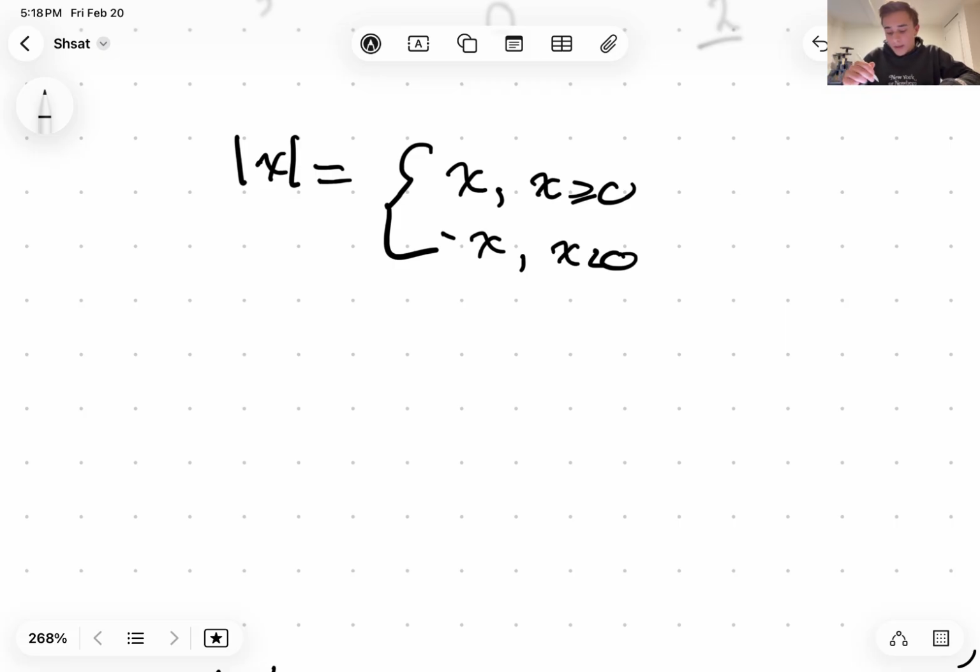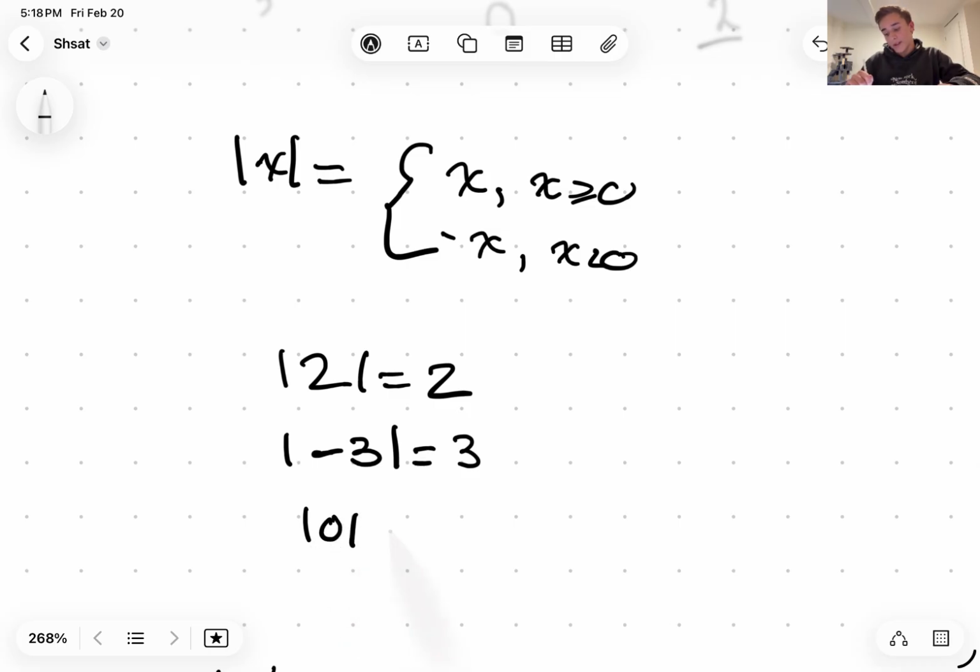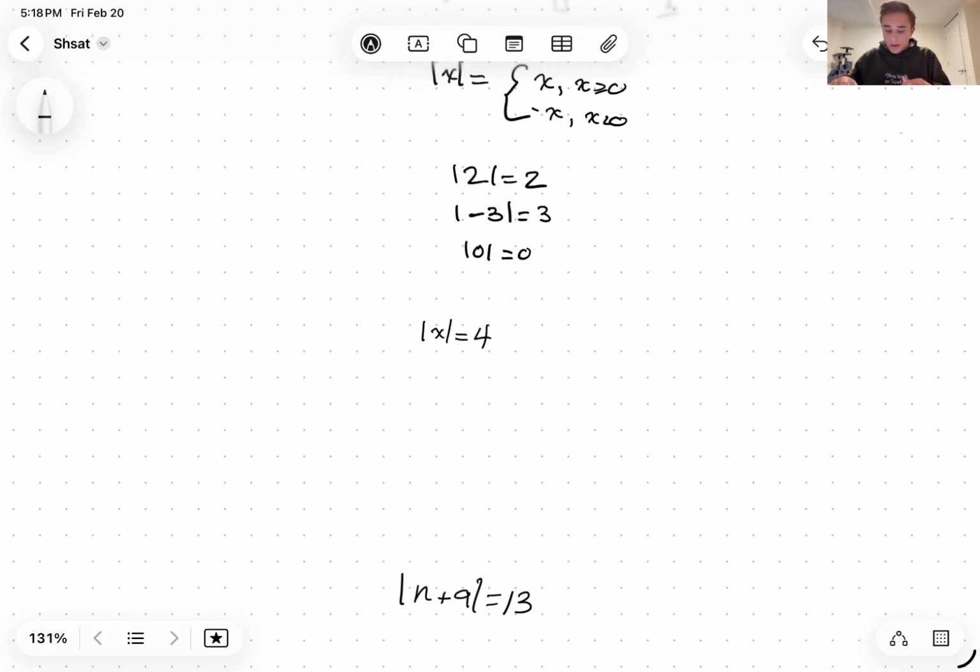So basically, the absolute value of a number like 2, as I said, equals 2. The absolute value of -3, or any negative number, is just the inverse of that number, so in this case, it would be 3. And the absolute value of 0 is 0, because the distance from 0 on the number line is just 0. So using this, we can solve certain equations.